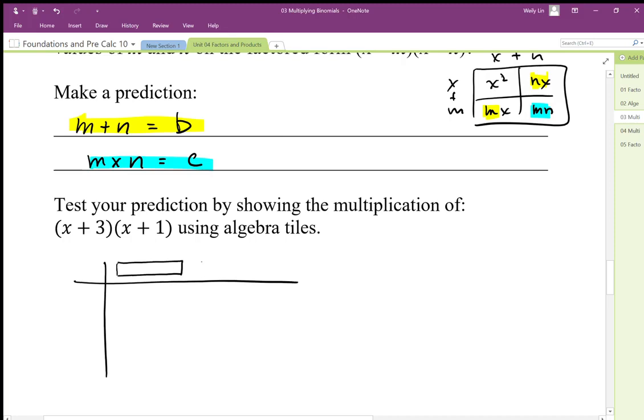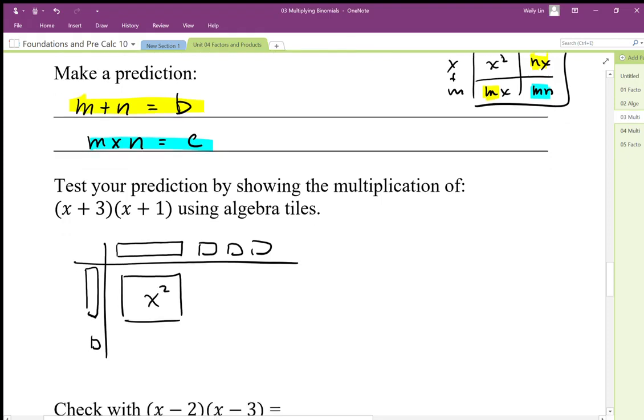If we have our visual for this, here we have x plus 3 and here we have x plus 1. We're going to end up with an x squared here. And we can see that this one term is going to give us 1x in the bottom left-hand corner. These 3 ones here are going to give us an area of 3x in the top right-hand corner. These terms are like terms, they're the same shape.